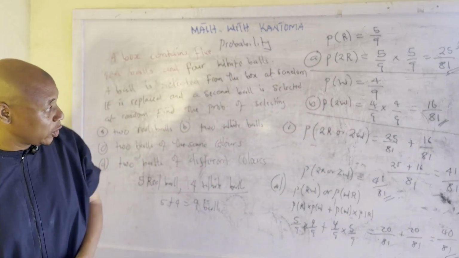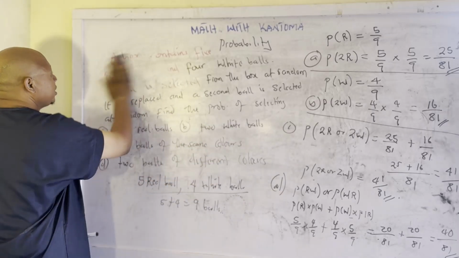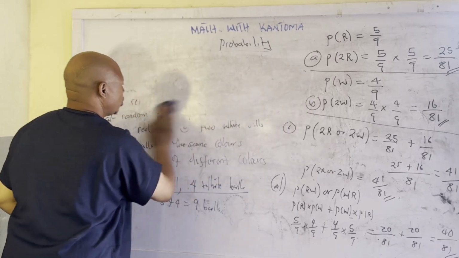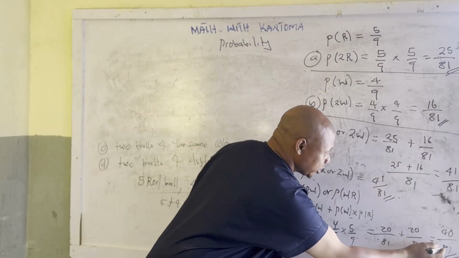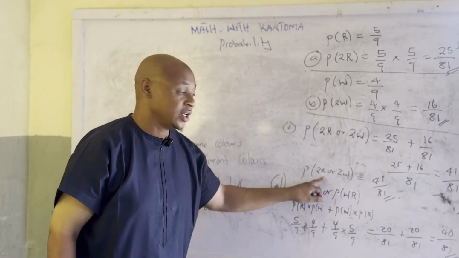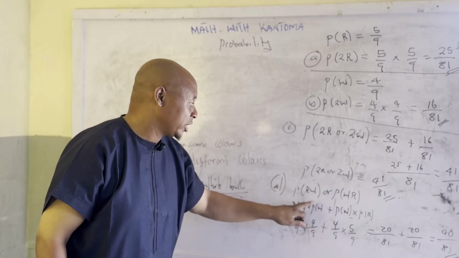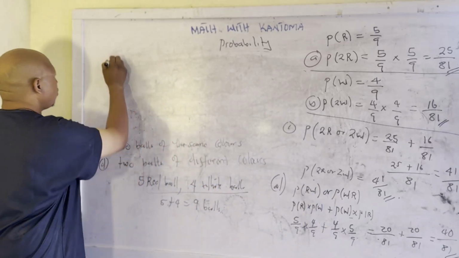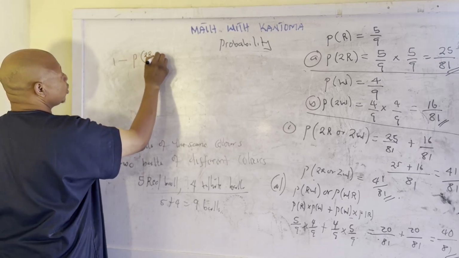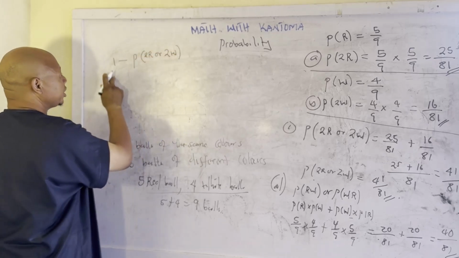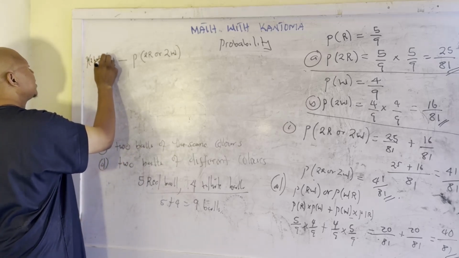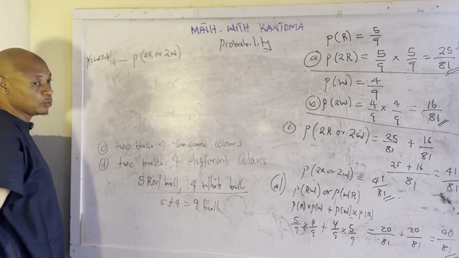Or if you use the other way around, which is 1 minus probability of selecting 2 red. So remember what we got here is 40 over 81. So now let's use another method. We said it's 1 minus probability of selecting 2 balls of the same color will give us 2 balls of different color. Meaning 1 minus probability of selecting 2 red balls or 2 white balls will give us the probability of 2 balls of different color.